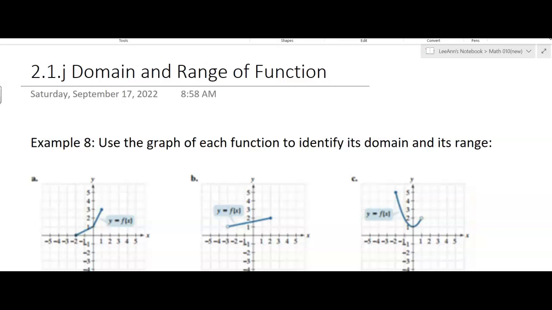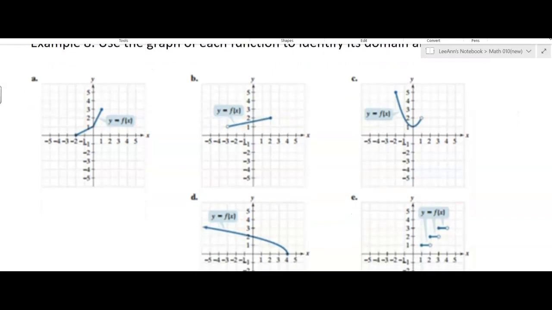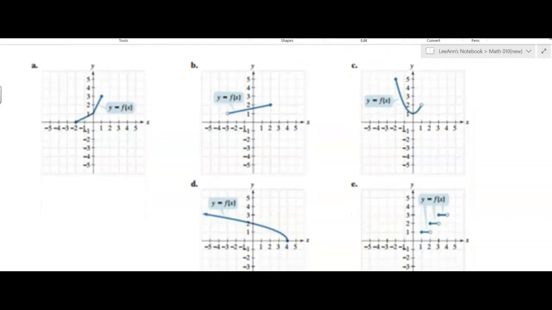So they want us to identify the domain and range of a function. Now, a couple videos ago I explained that, but we'll see it here, and more examples will help, definitely. Okay, so on A here, what would be the domain? In the book they use set builder notation and interval notation. I'm just going to use interval notation.